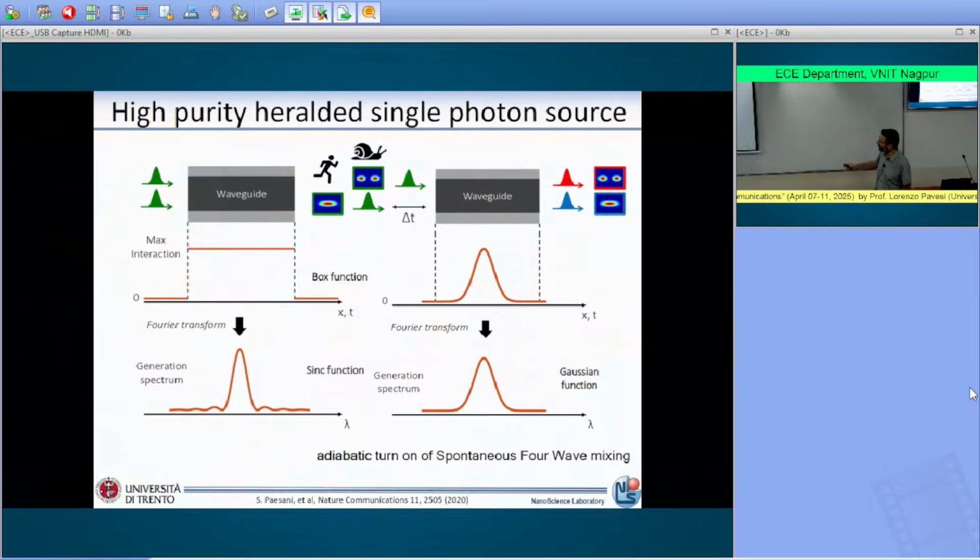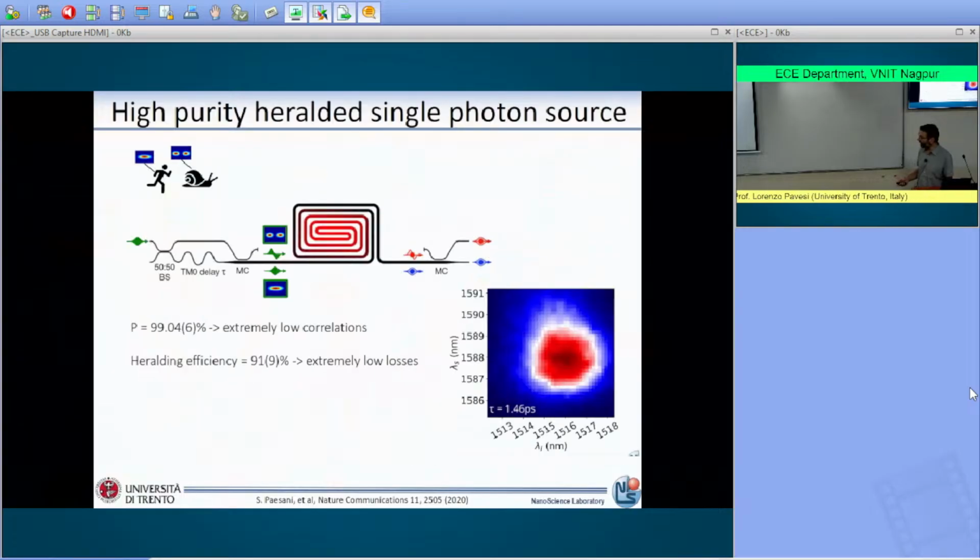And so now, by using this delayed approach, we can get a variation in the overlap of the two wave functions, the two photons inside the waveguide, moving from a box function to a Gaussian overlap function. And now the Fourier transform of the Gaussian is still a Gaussian. That means that we have completely removed the side lobes. And so this adiabatic turn-on of the spontaneous four-wave mixing enables us to get a joint spectral intensity with a number that is approaching perfection.